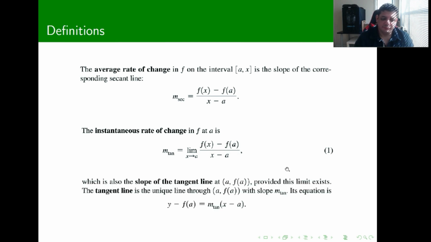Now, given that we have our tangent line and we're using the point a, f of a, we can actually find out what the tangent line is. And we can use the equation of the line, y minus y0, using f of a as y0, equals the slope, which is the slope of the tangent line, times x minus x0, where x0 is a. Okay? So this equation is going to give us the tangent line equation at a given point that we want in particular.